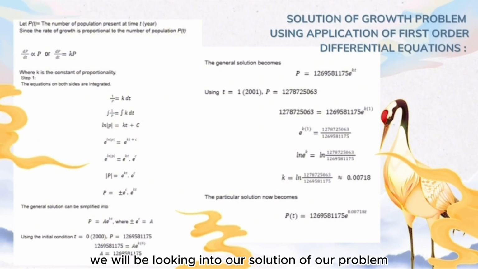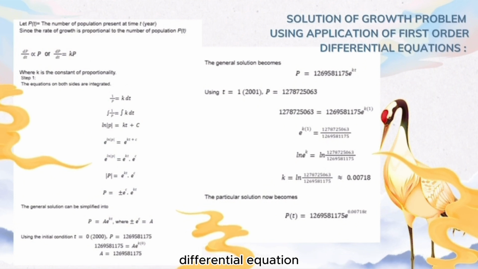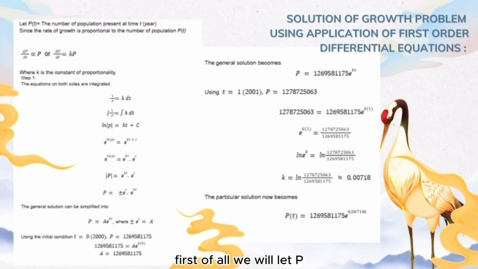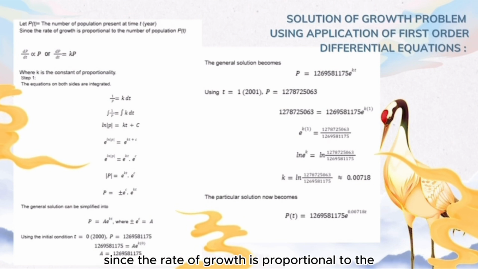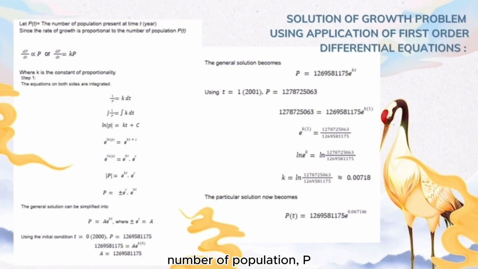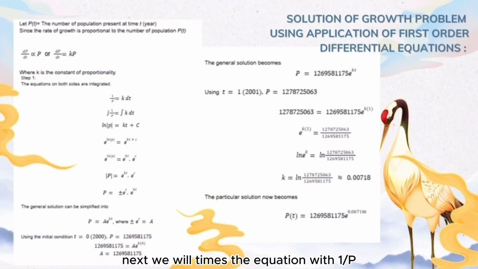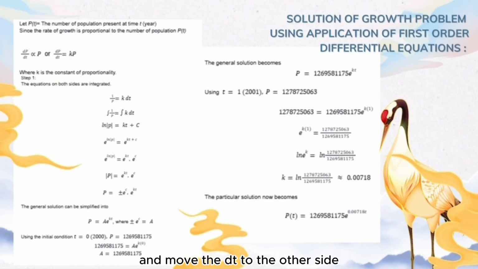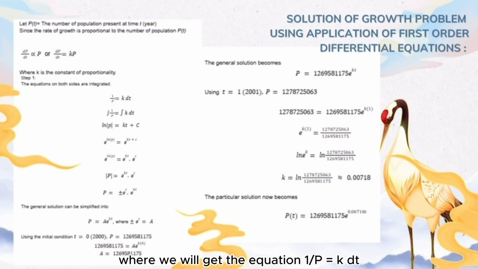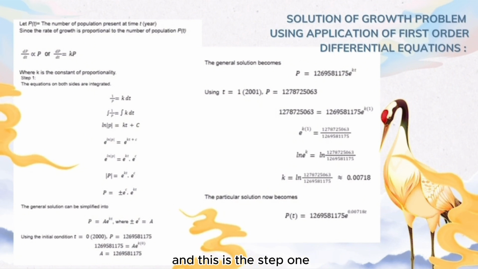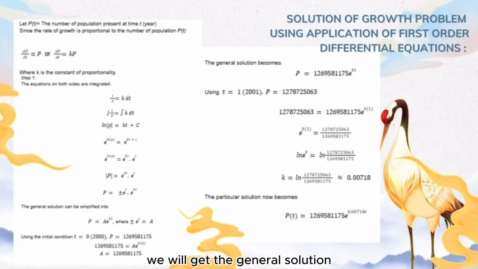Next, we will be looking into our solution of growth problem using application of the first order differential equation. First of all, we will let P equal the number of population present at time t, since the rate of growth is proportional to the number of population P. Next, we will multiply the equation by 1 over P and move the dt to the other side, where we will get the equation 1 over P dP equals k dt. And this is step 1, where we will integrate both sides. We will get the general solution.